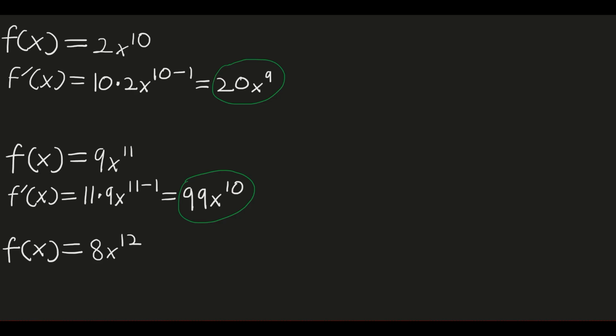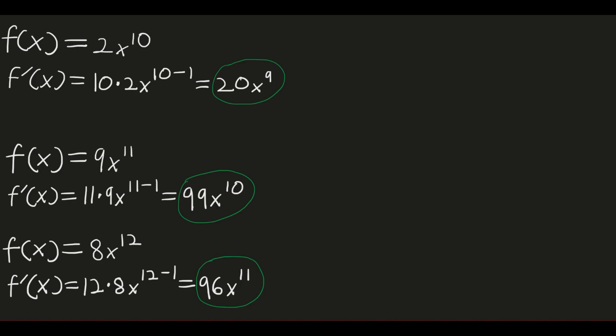Moving on to the third function, f of x equals 8x raised to the 12th power. Write out f prime of x equals 12 times 8x raised to the 12 minus 1. Doing the basic math, that gets us 96x raised to the 11th power. And this will be the derivative of our third function.